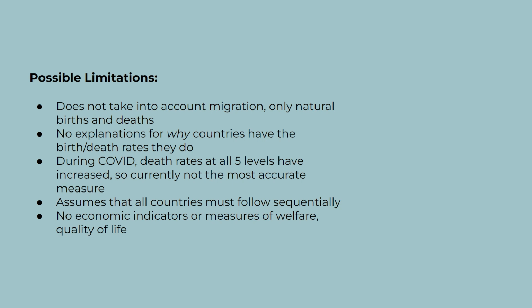And there's no economic indicators or measures of welfare and quality of life involved. It's just a population growth model, and you can connect it to these things, but you can't necessarily say based on the DTM, oh, this country has high wealth because it's a stage 3 country or so on.